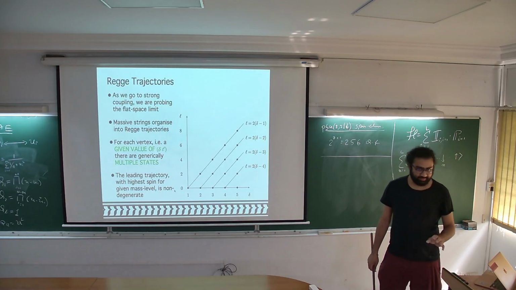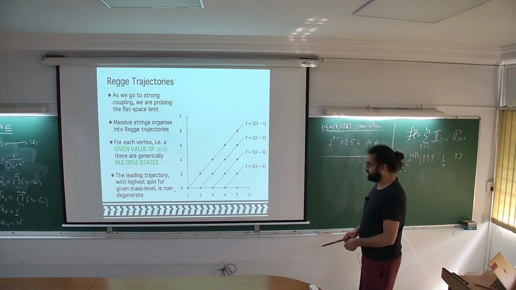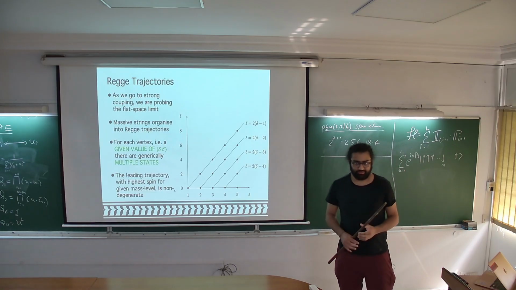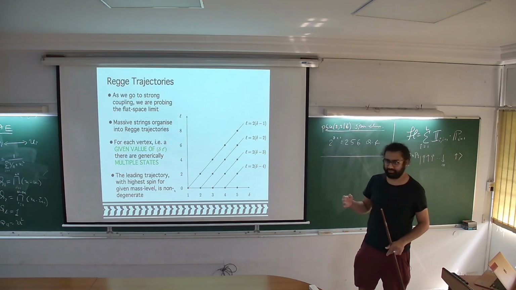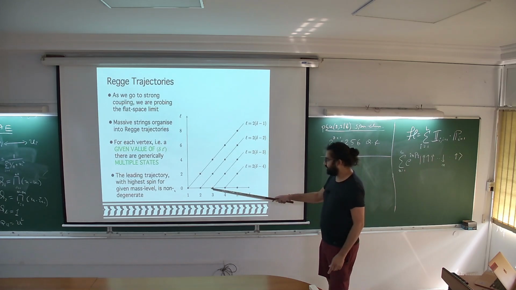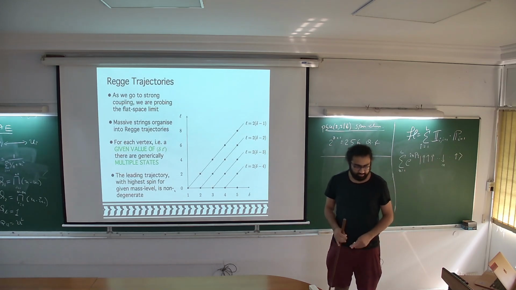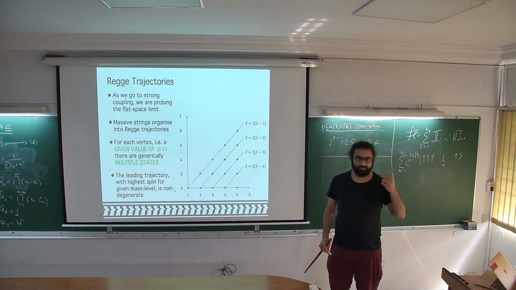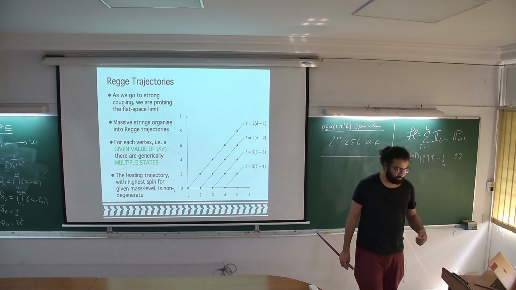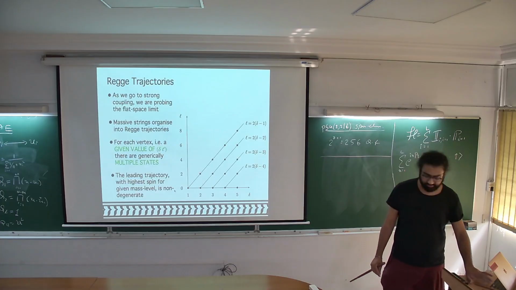Okay, so that's something important to keep in mind, because in the near future, when we are going to solve these equations, we are going to write down equations as functions of Regge trajectories, and therefore we have to keep in mind that if we are not on the leading Regge trajectory, there is a multiplicity that we need to solve for. There is a mixing problem that we need to solve.